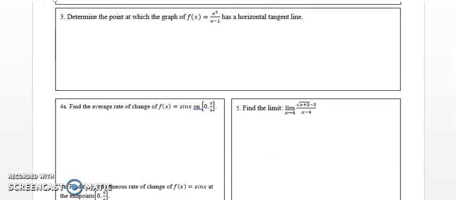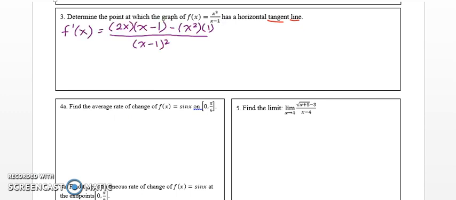All right, let's move on to question number 3. Determine the point at which the graph of f of x equals x squared over x minus 1 has a horizontal tangent line. Tangent line should be an indicator that you're looking for the derivative. Taking the derivative of x squared over x minus 1, you have to use the quotient rule. So you'll get 2x times x minus 1 minus x squared times 1, over x minus 1 squared.